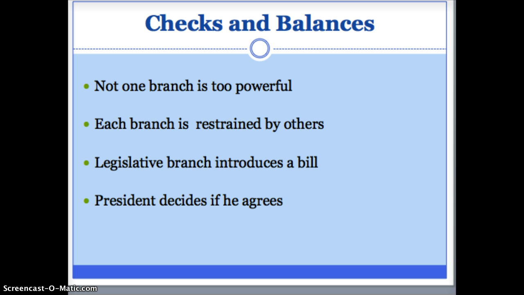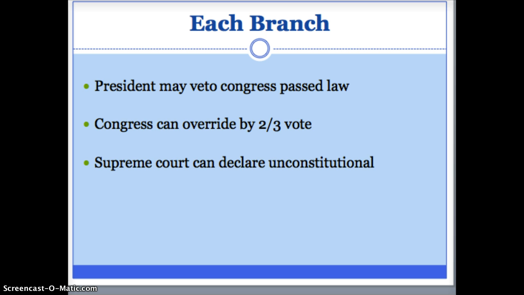The checks and balances make sure that not one branch is too powerful. Each branch is also restrained by other branches. The legislative branch introduces a bill, and the president or executive branch decides if he wants to pass it. The president can veto a bill passed by the Congress. The Congress can override with a 2/3 vote on a bill. The Supreme Court can also declare laws unconstitutional.